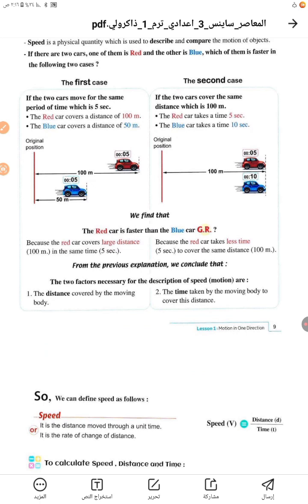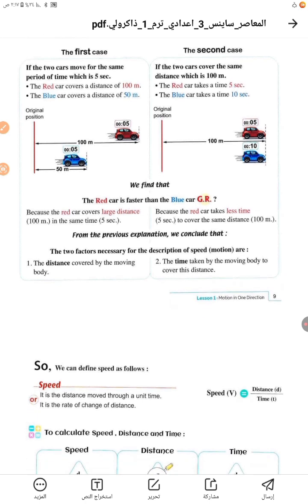The second case بتقول if the two cars cover the same distance which is 100 meter, the red car takes a time of 5 seconds, the blue car takes a time 10 seconds.